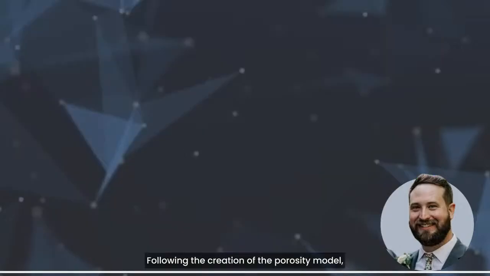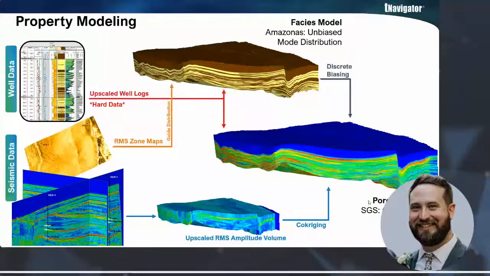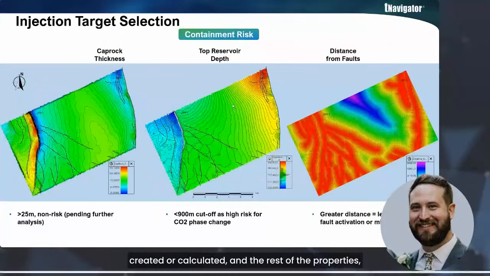Following the creation of the porosity model, a permeability property was extracted using just a simple function. This was provided in the existing model that Equinor had created, where they already have a porosity and a permeability property. So in this case, that same function was just typed into our calculator, and we backed out permeability from porosity. All right, so we have our general static properties created or calculated, and the rest of the properties, such as geomechanical properties, are just coming from reports that they have provided. So just general zonal values, bulk zone values throughout.